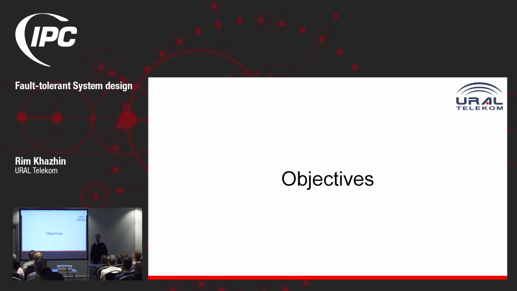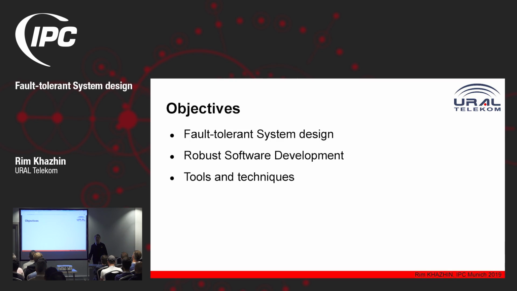Objectives of our today's talk are briefly fault-tolerant system design, robust software design, robust software development. These are different parts because one is the whole system design, and the system should work, detect the fault, and still work as expected. And robust coding is more with the code itself, how the code should be developed in order to be robust, not to break.